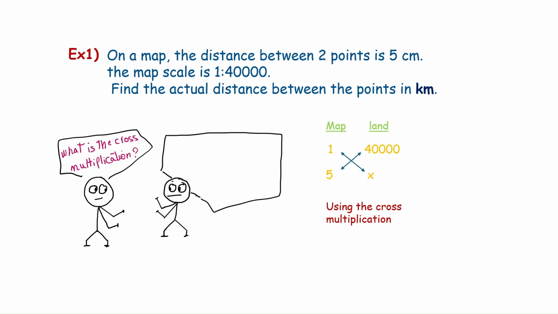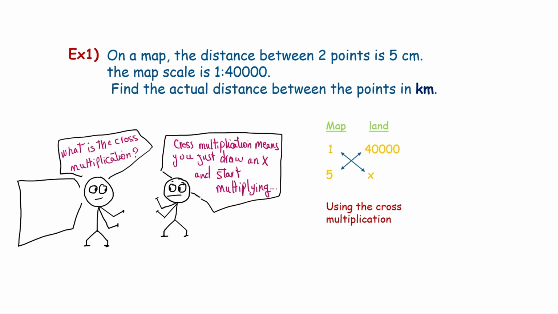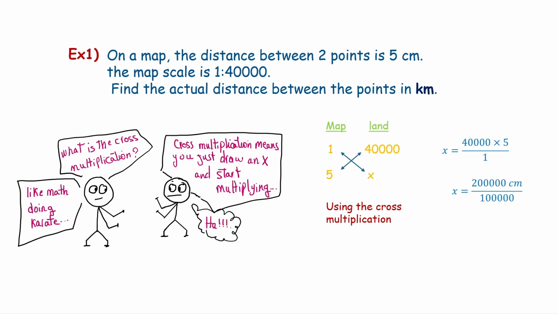What is the cross multiplication? Cross multiplication means you just draw an x and start multiplying. It means we multiply the numbers facing each other diagonally and divide by the number standing alone facing x. X equals 40,000 times 5 over 1, which is 200,000 centimeters. They want the answer in km, so we divide by 100,000. The answer will be 2 kilometers.